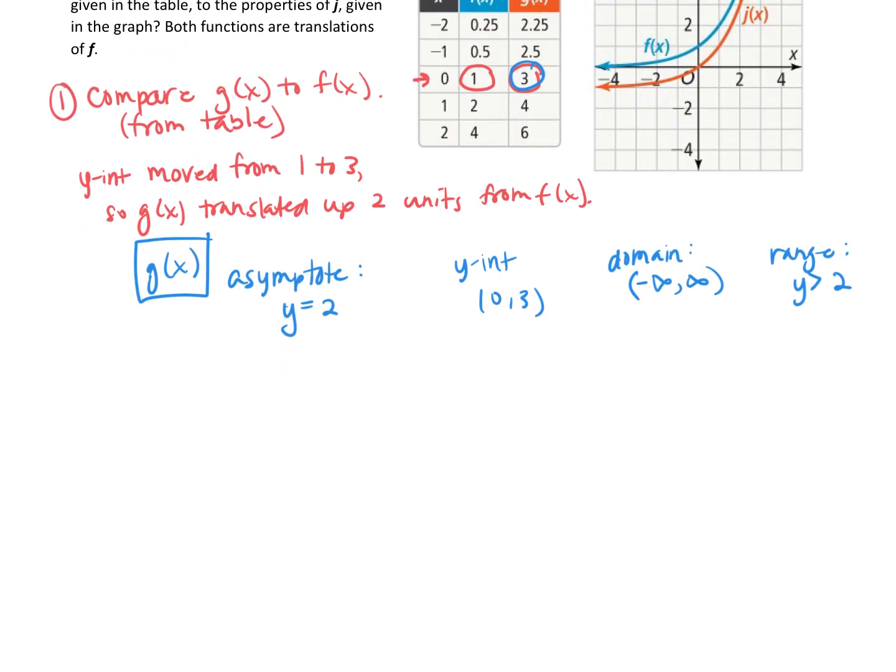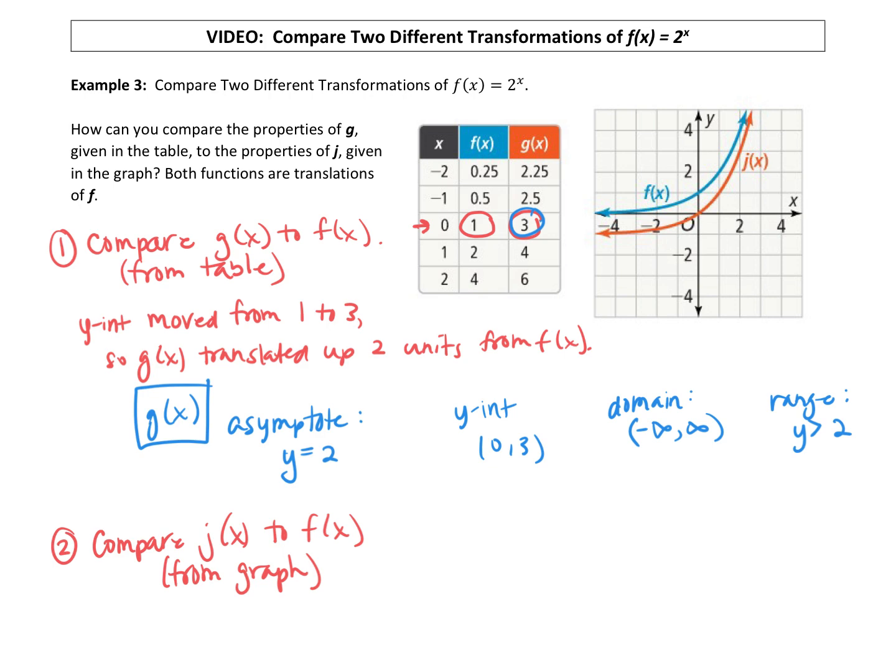Now we're going to compare j of x to f of x. And this is from the graph because j of x is on the graph with f of x. So what we can notice if we look at the graph is that the y-intercept of f of x, right here at 0, 1, that's where our y-intercept is. That moved down 1 unit, and j of x has a y-intercept at 0.